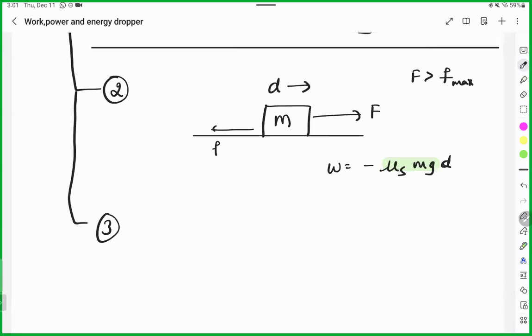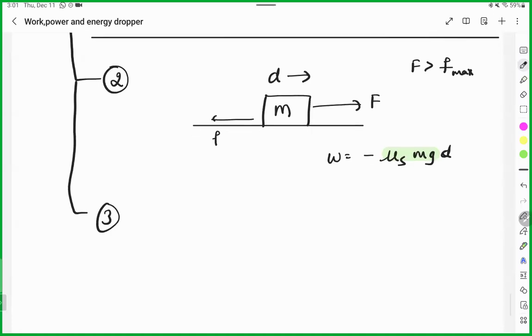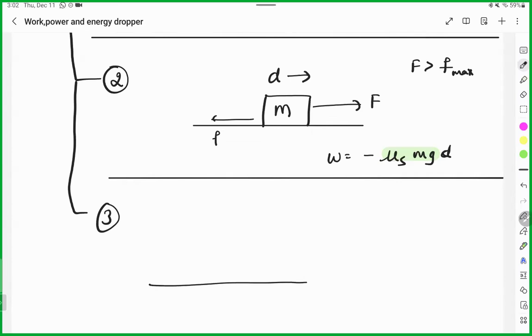One more case. If one body is present above another, then work done because of the friction could be negative also. Because most of the time we assume friction acts in the opposite direction, so it should be negative only. But sometimes it can be positive as well. Example, if you have the same mass M, but this is body B, there is one more body A over B.